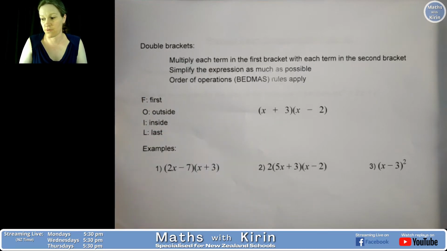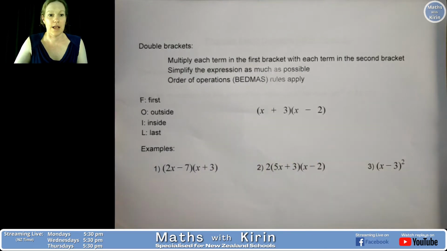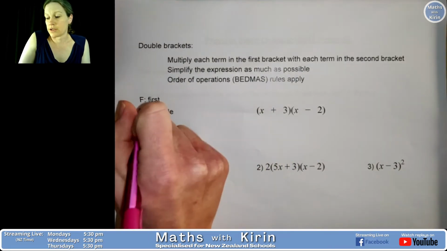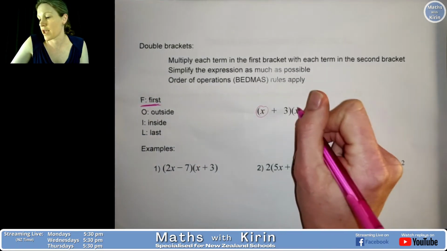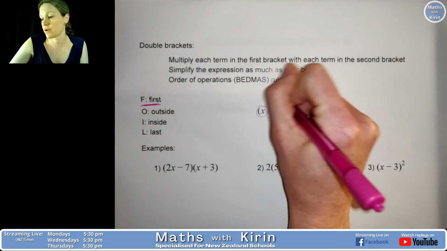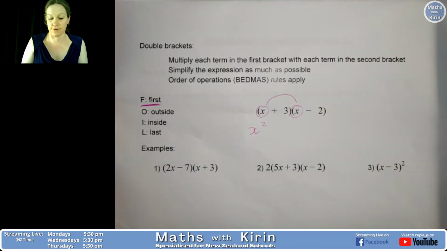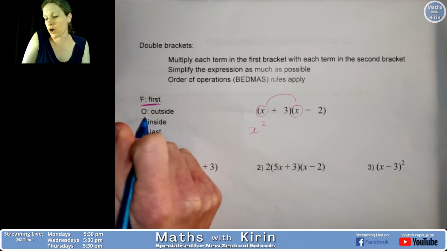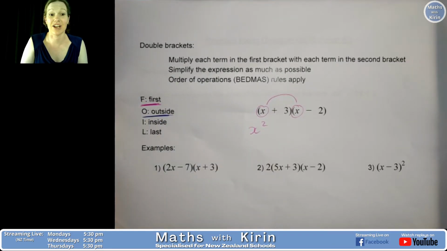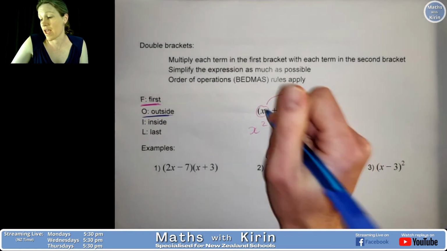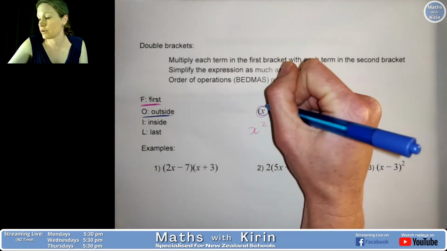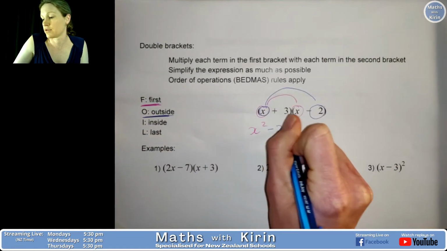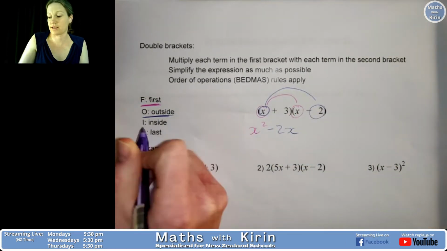I'll run through this FOIL and I'll draw on this example for you, and then we've got 3 more to do. So in FOIL, the F stands for first, so that means that we multiply the first terms together. So x times x gives us x squared. The O stands for the outside terms, so the terms on the outside of the bracket. So x again, and this time a negative 2. So x times negative 2 is negative 2x.